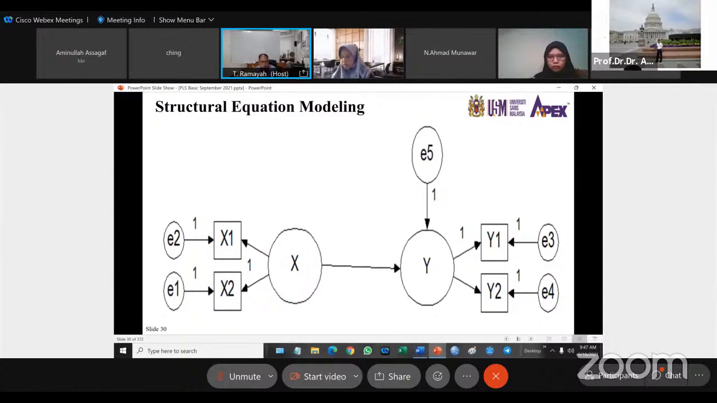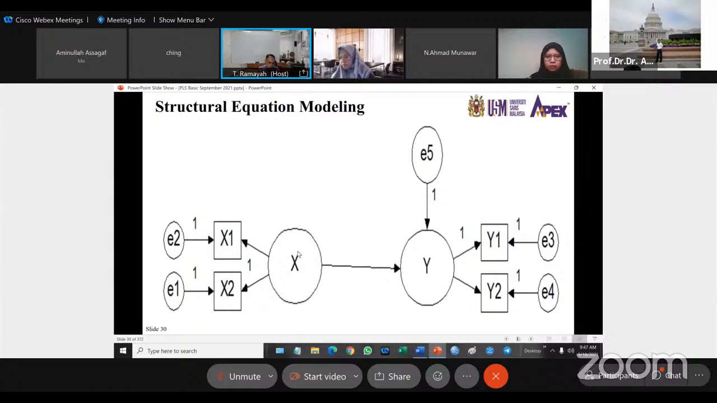When we do EFA, we don't have a theory. We are actually guided by a statistic called correlation. Items which are correlated will become one factor. Items which are not correlated will become another factor. And that's all the software will do. So what can happen in EFA is your X1 can go to Y, your Y1 can go to X.